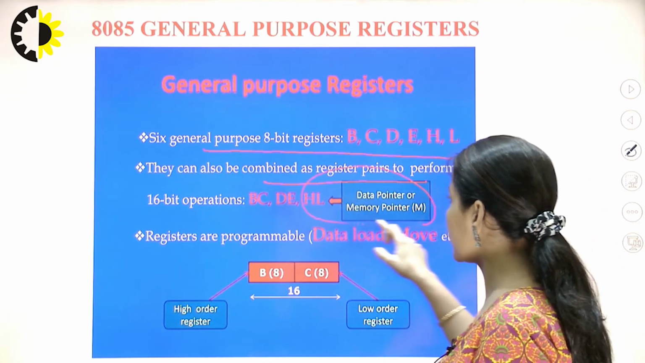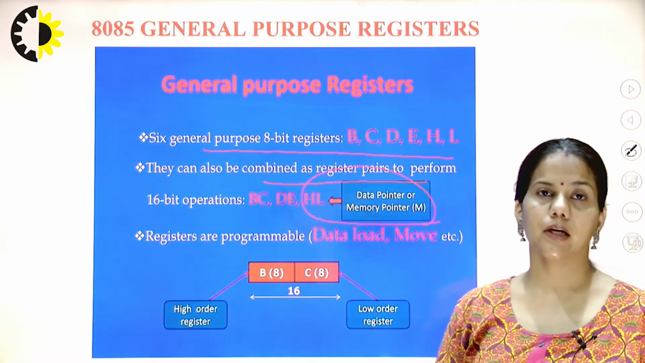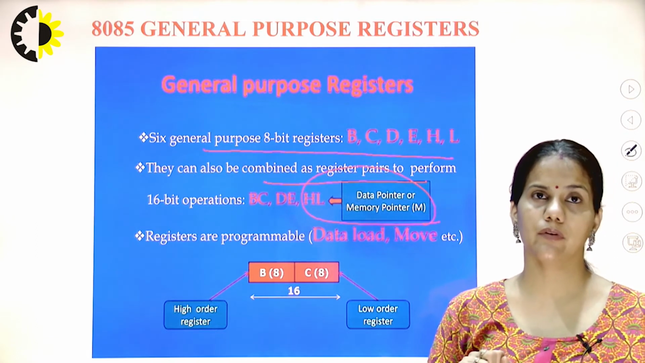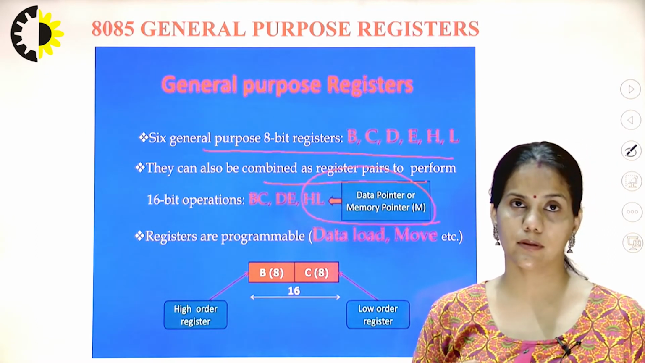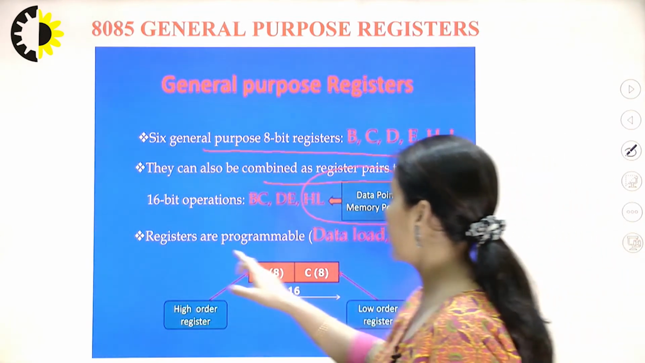HL can be used for the data pointer or the memory pointer, that is M. It means whatever contents are stored in the HL register pair, they will be acting as the memory location. So it is used as the data pointer or the memory pointer.